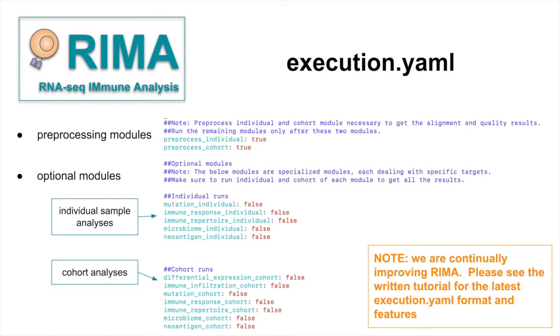Execution.yaml is used to control which modules of RIMA are run. Please note that the pre-processing modules must be run prior to running any of the optional modules. The pre-processing modules require a lot of computing power and time. It is recommended that these are run on their own prior to proceeding to the optional modules. To run a module, simply set the flag to true. Please see the written tutorial for the latest version of execution.yaml.